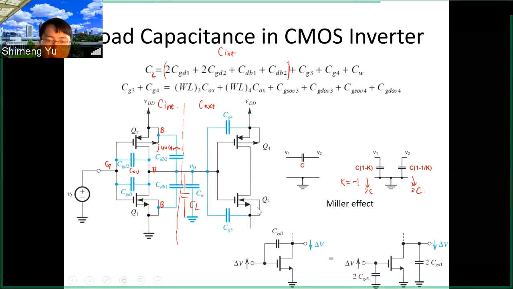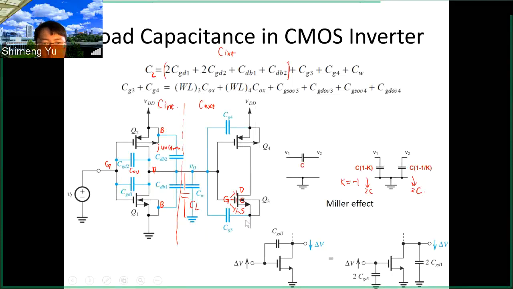And then for the Q3 and Q4, this is the second stage of the inverter. And for CG3, so basically it's a sum of the gate capacitance of the Q3. You have CG here, so you will have the CGS, CGD. Those are the overlap capacitance, COV, and also the CG channel. So basically you have three capacitance to this CG3. Similarly, you have three capacitance for the CG4.